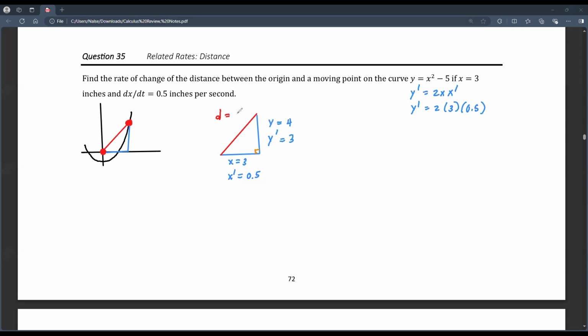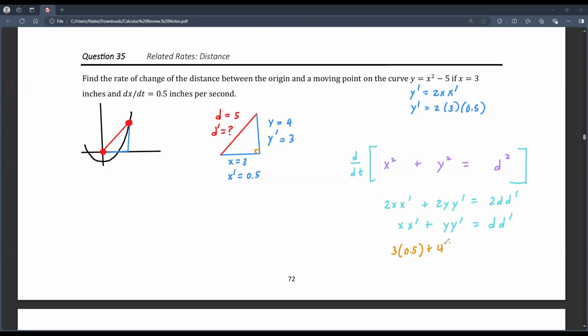But to find the rate of change of the hypotenuse, which we'll call d prime, we will need to differentiate the Pythagorean theorem because it does the best job at relating our given quantities. When we do, we end up with a relationship that includes our rates of change, allowing us to solve for d prime. Bringing in the values of x, x prime, y, y prime, and d, we should find that d prime is equal to 2.7 inches per second. We have correctly answered our first problem involving related rates.